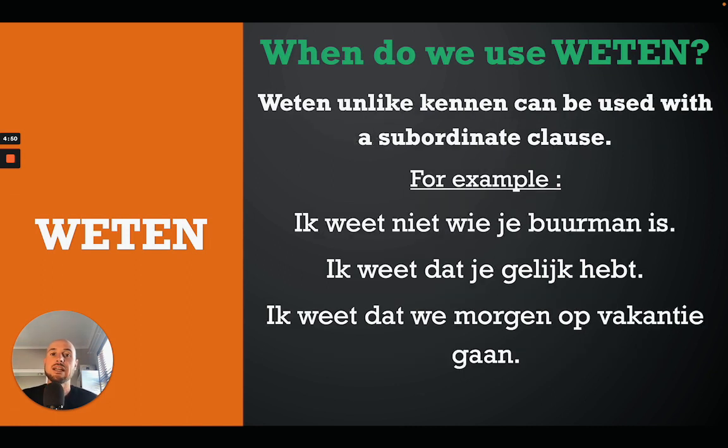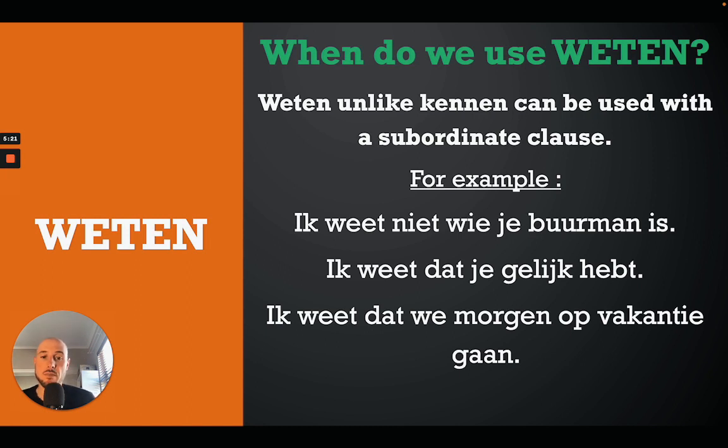We continue, and weten, unlike kennen, can be used with a subordinate clause. Main clause, subordinate clause. If you're not really sure what main clauses are, what subordinate clauses are, then click on the following link. Check my video I made about compound sentences in Dutch. We'll take a look at the examples and I'll make your life a little bit easier. Ik weet niet wie je buurman is. I don't know who your neighbor is, right?